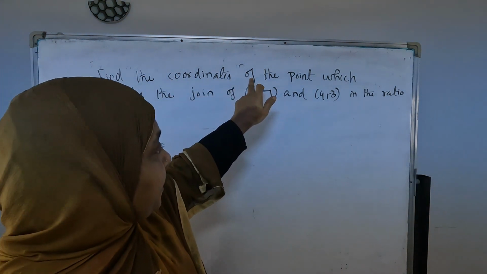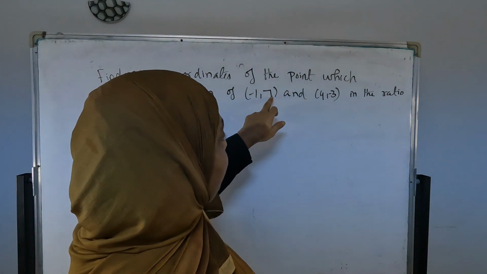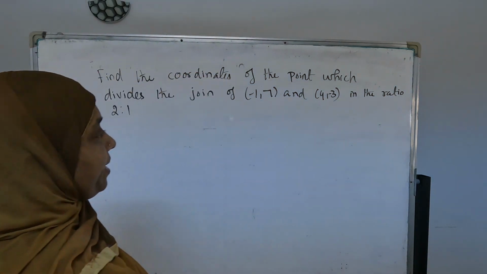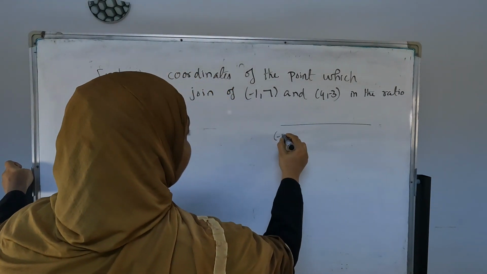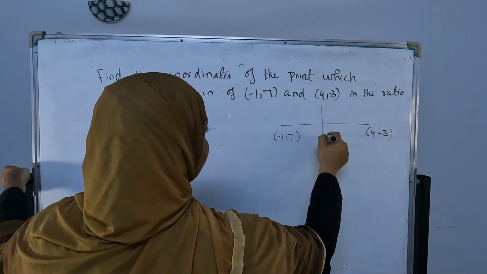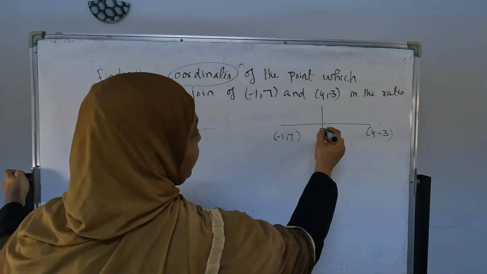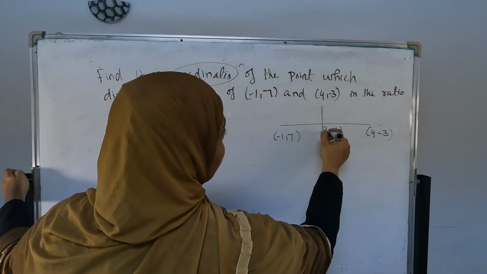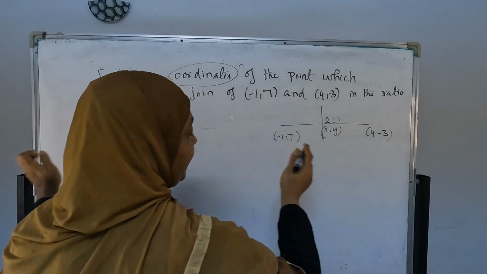Find the coordinates of the point which divides the join of (-1, 7) and (4, -3) in the ratio 2:1. So the line joining (-1, 7) and (4, -3) is divided by a point, that means by a coordinate. That coordinate is (x, y), and they have given the ratio 2:1.